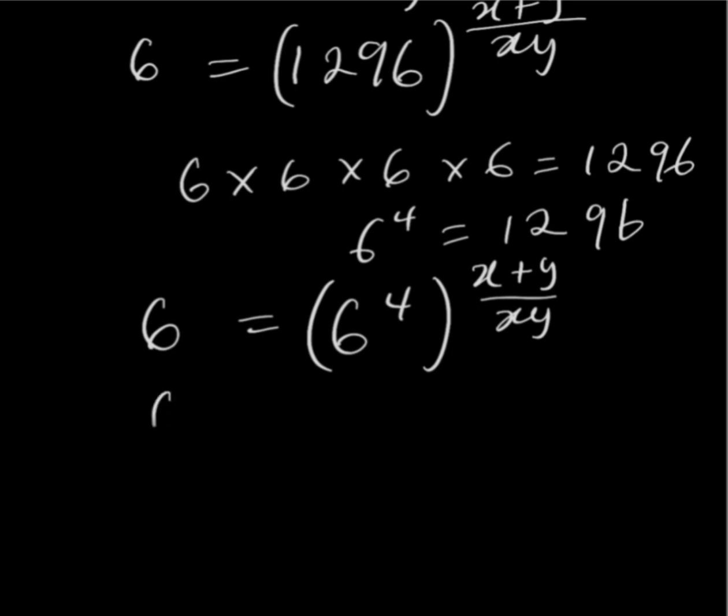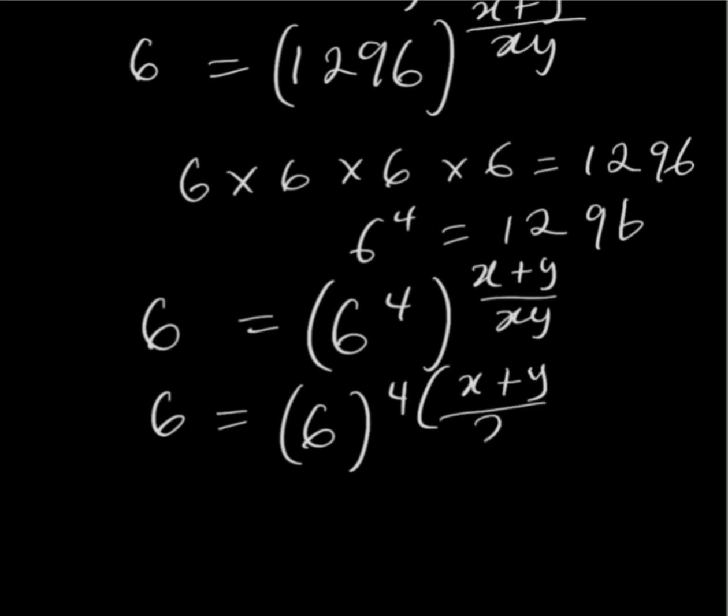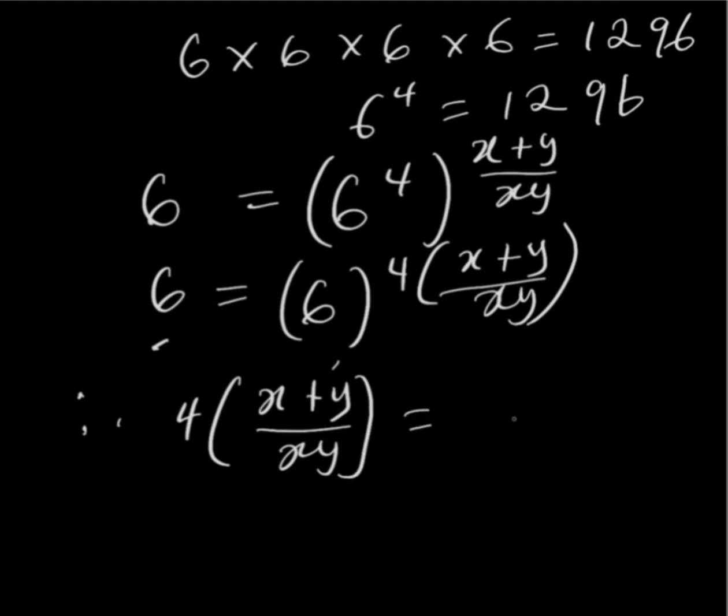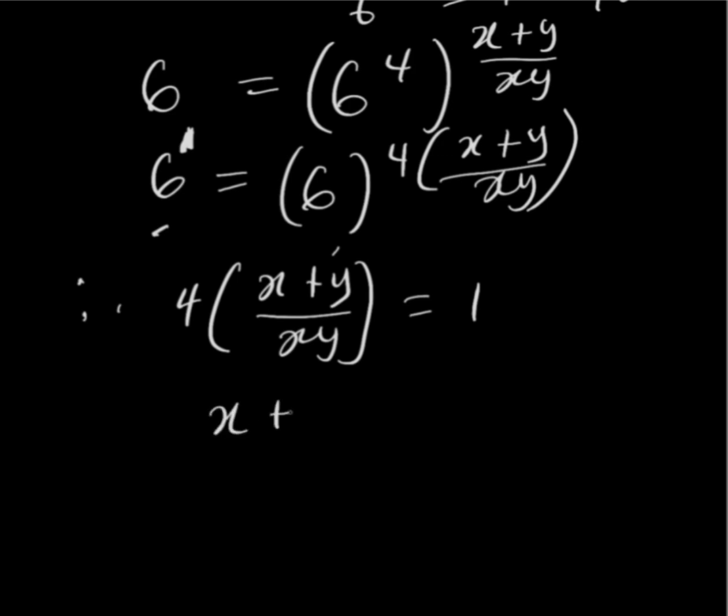So this is the same thing as 6^1 = 6^(4(x + y)/xy). Because the bases are the same, the powers should also be the same. Therefore, I can write that 4 times (x + y)/xy is equal to 1, because this is ordinary 6, so the power should be 1. Meaning that (x + y)/xy should be equal to 1/4 if I divide both sides by 4.